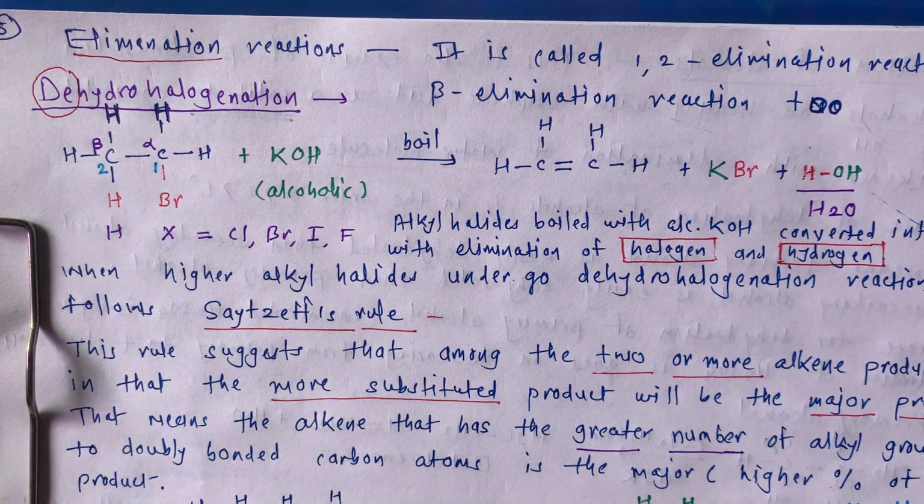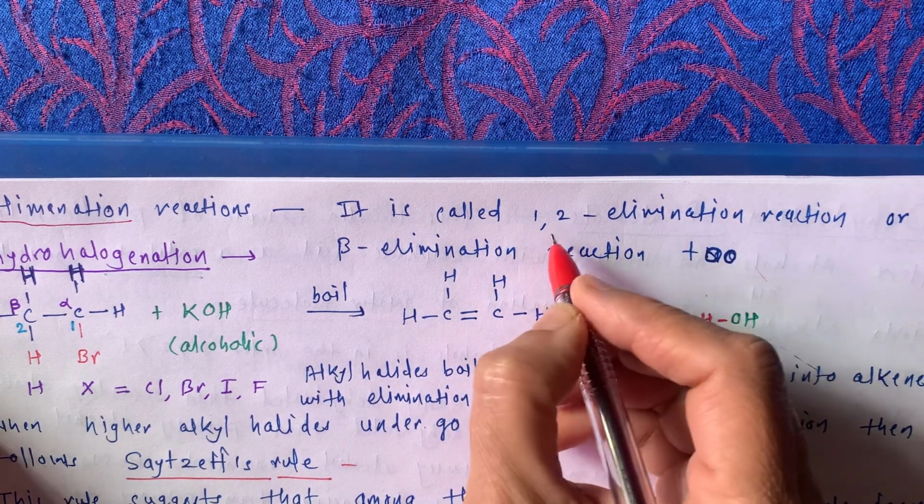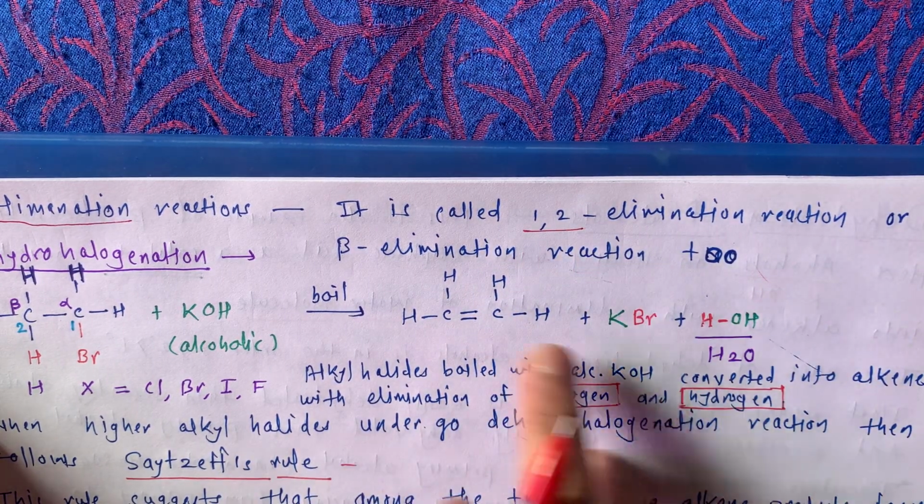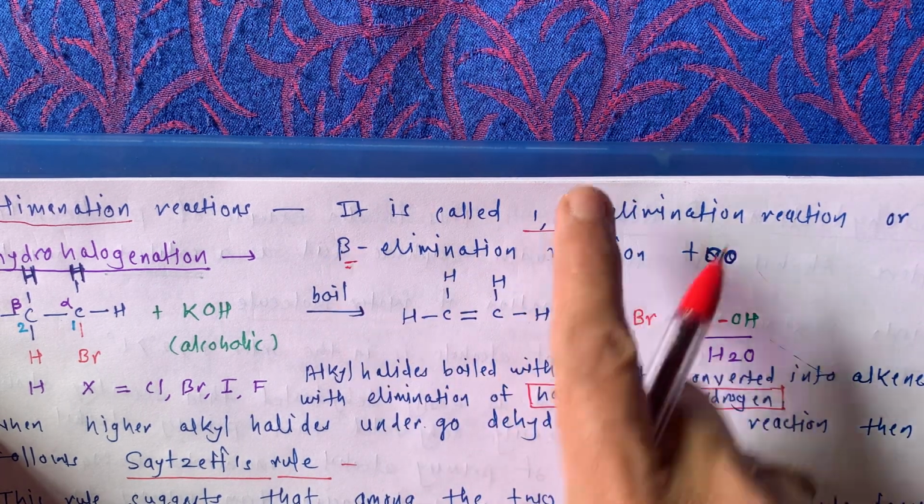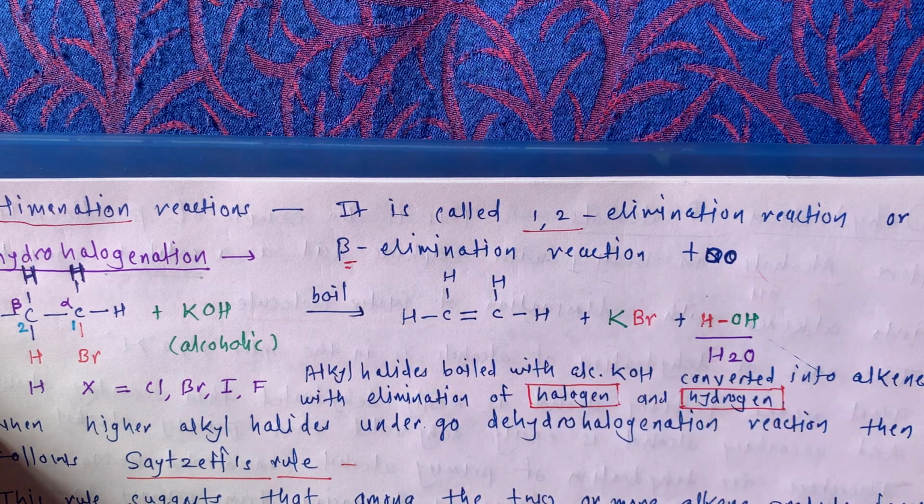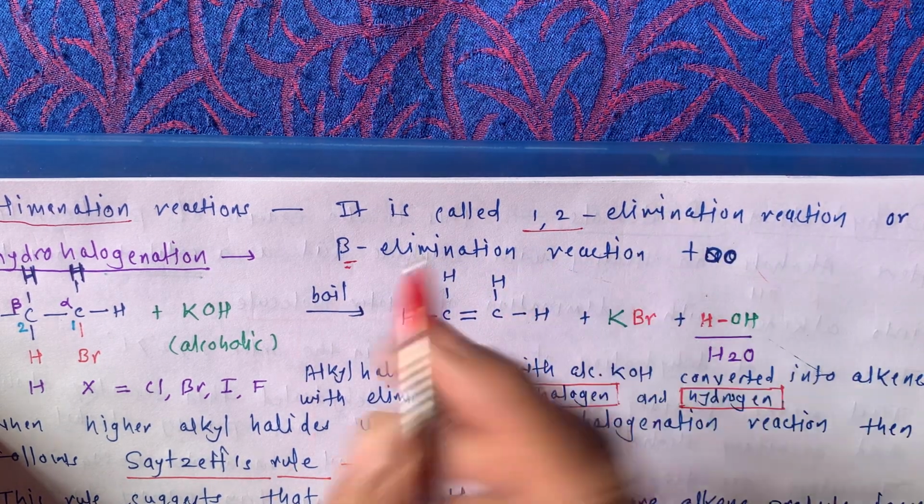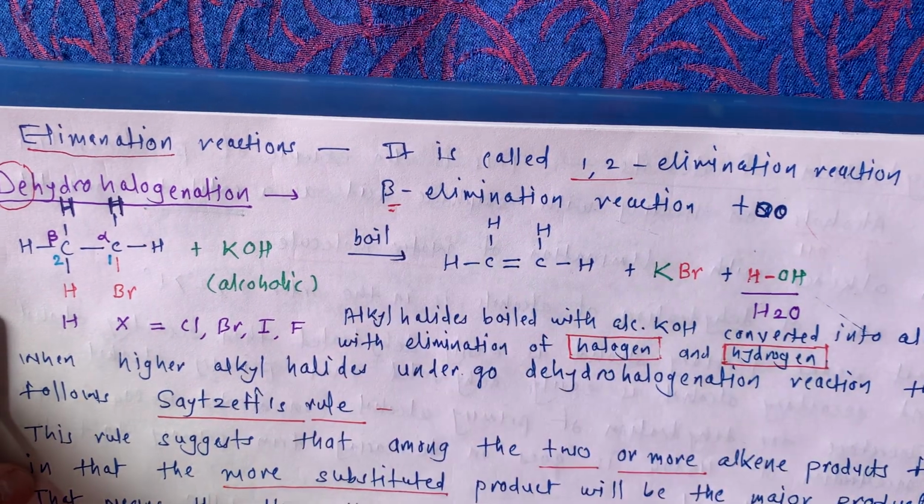Now this elimination is called 1,2 elimination or beta elimination. These are new terms for us: 1,2 elimination reaction or beta elimination reaction. So now we will see what is 1,2 elimination or beta elimination.